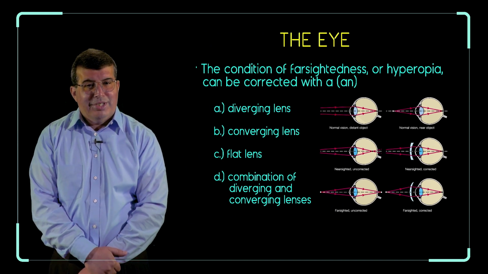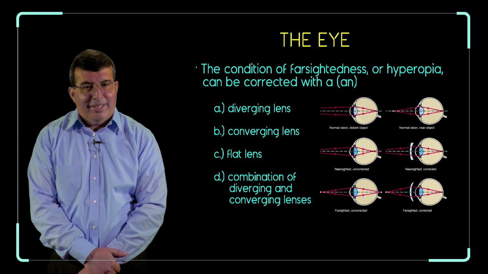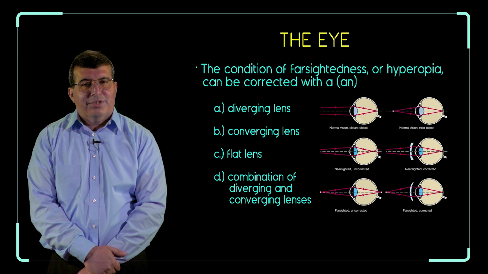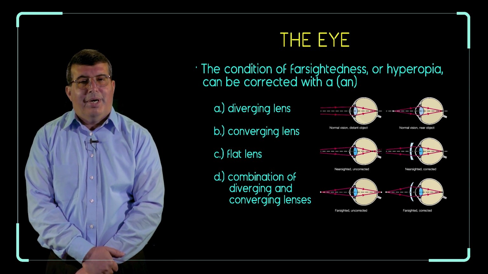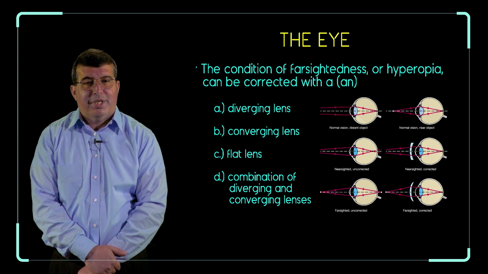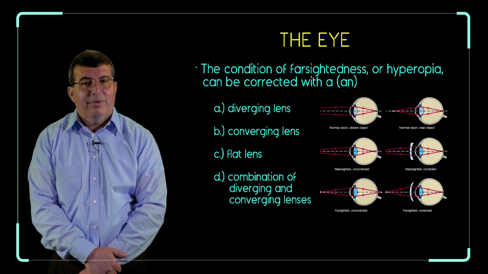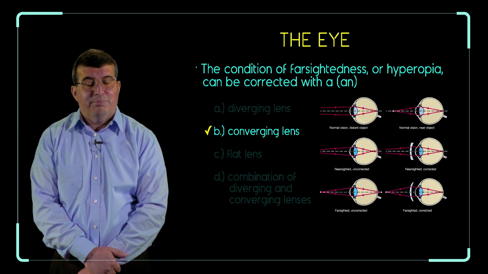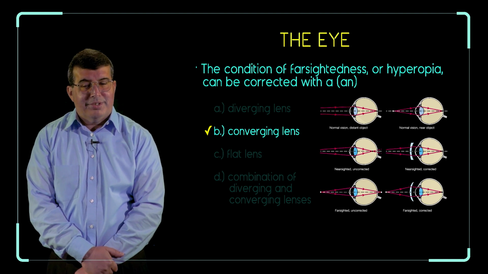Okay, as you can see from the diagram, and as we just discussed, farsightedness is corrected by adding power. So to correct farsightedness, you would have a positive power lens, which is a converging lens. So the correct answer is B, converging lens.